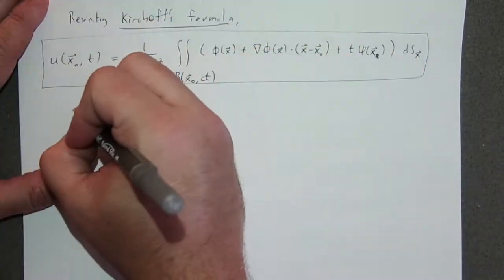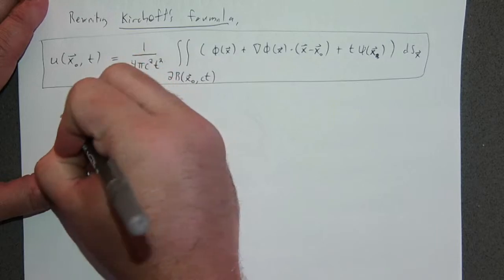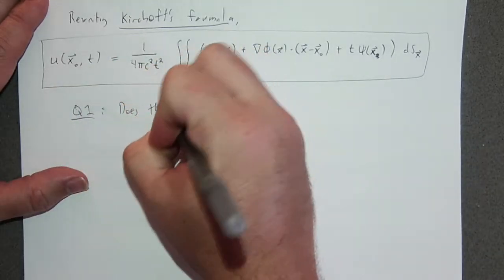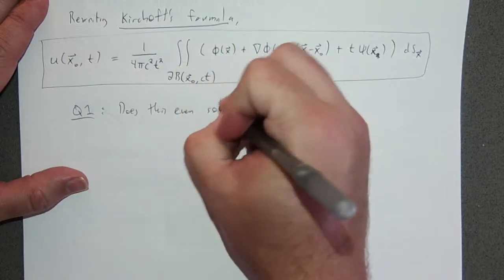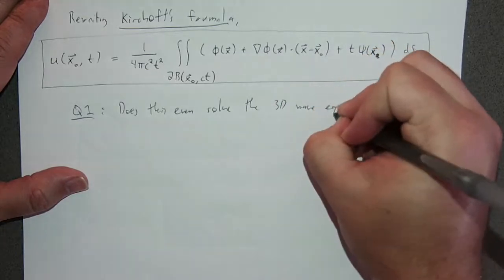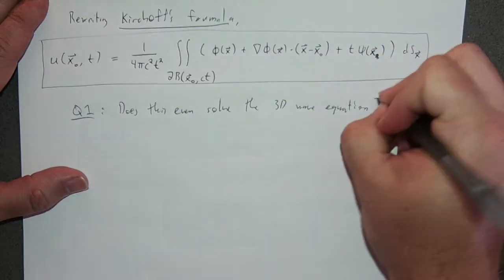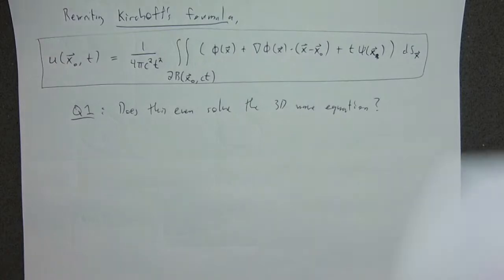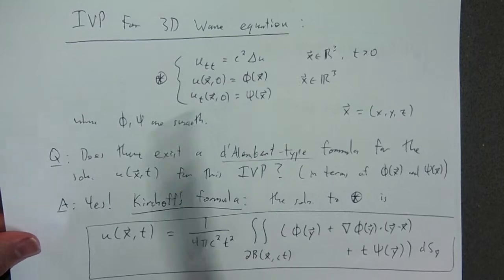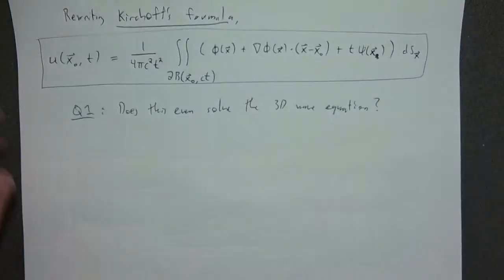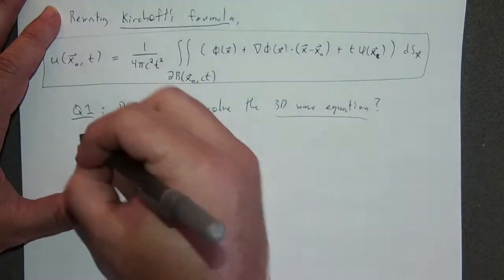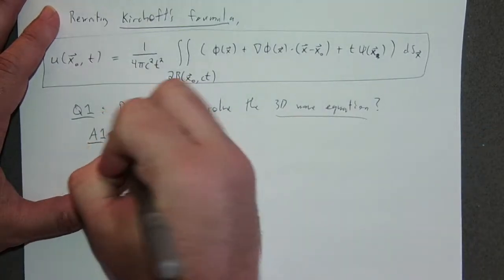So first question. Question 1: does this even solve the 3D wave equation, what we called asterisk here? Does it even solve this with initial conditions phi and psi? First of all, does it solve the 3D wave equation? The answer is yes. I'm not going to check it here, but it does.